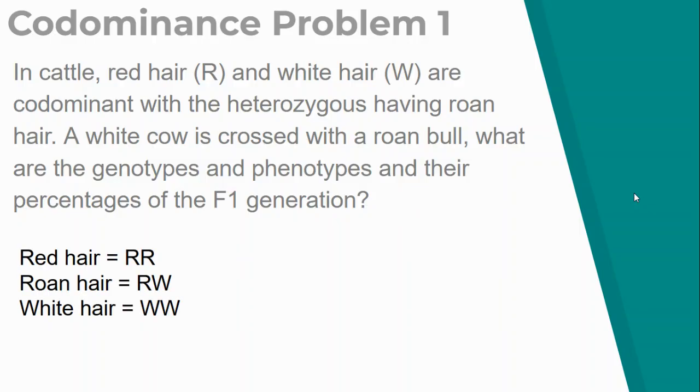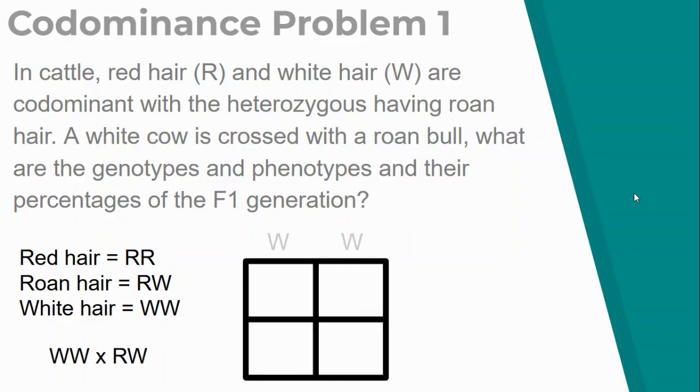We're crossing a white cow, so that's going to be WW, and a roan bull, which is going to be RW. And we can plug that into our Punnett square and solve. The top row will give us all RWs, and the bottom row will give us all WWs.